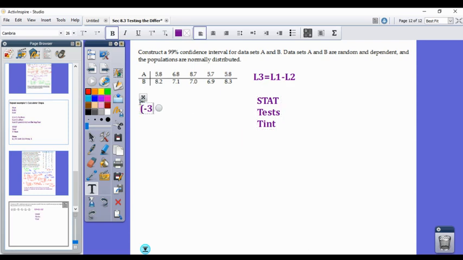-3.692 and 2.617. Okay, so what that is telling me is with 99% confidence, the difference in the means for my data is going to be between -3.692 and 2.617.